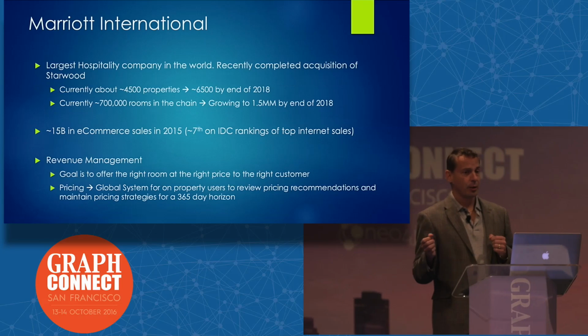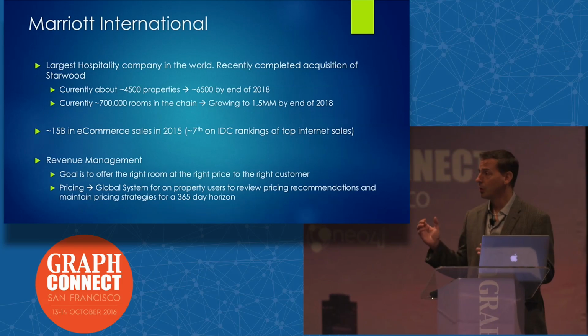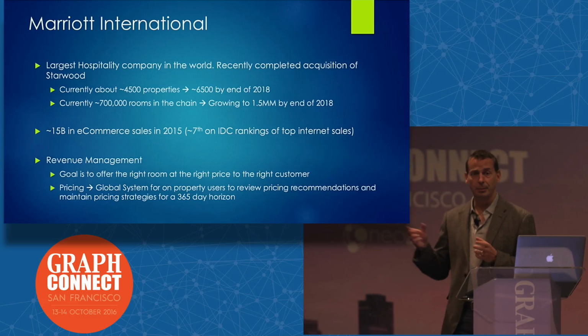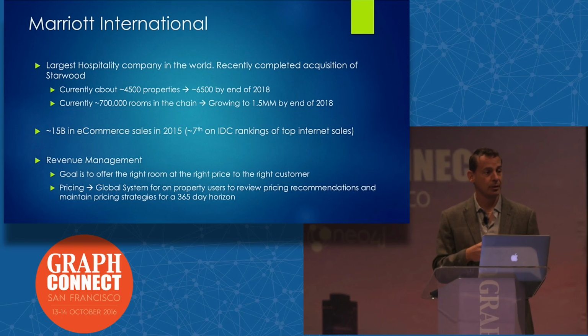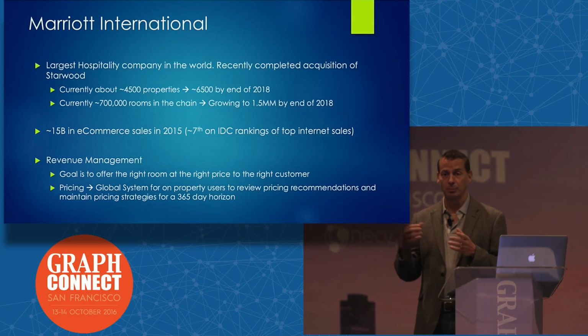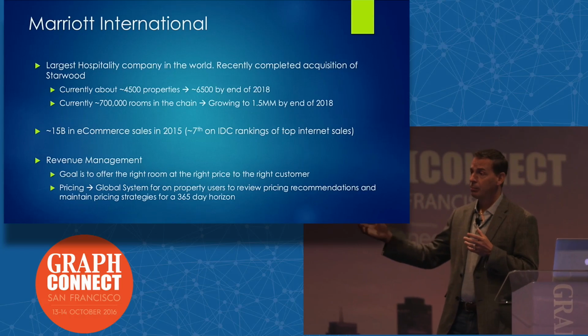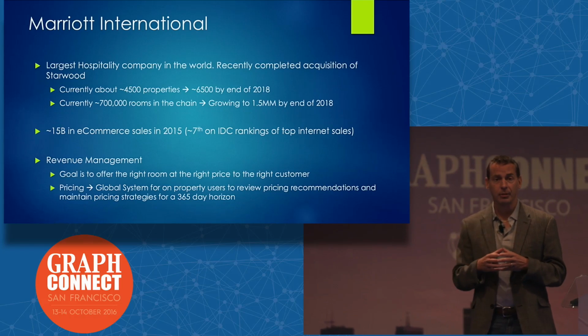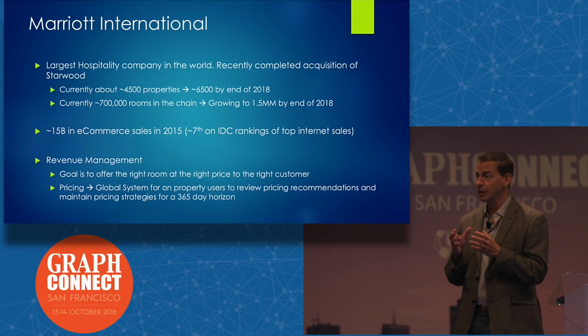Compare 1.5 million rooms at the end of 2018 to Airbnb, for example. They have 2.5 million listings, and those aren't necessarily true rooms, but they have 2.5 million listings. Marriott's going to be managing 1.5 million. That's a substantial thing.